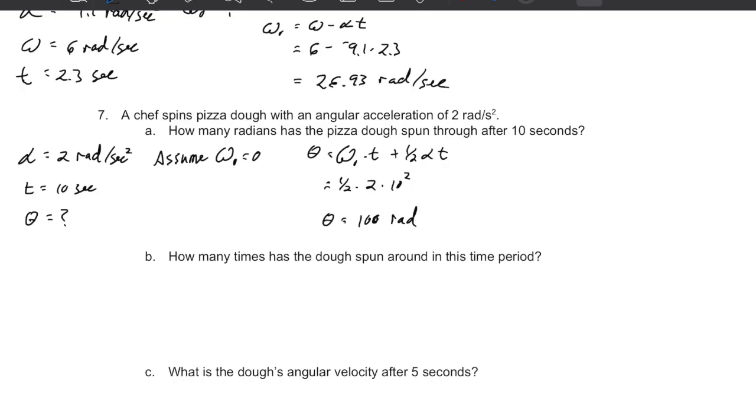How many times has the dough spun around in this time period? It's asking how many revolutions. Well, if we got 100 radians, and we know that 2 pi radians is 1 revolution, we just need to divide by 2 pi, and the radians will cancel out. 100 divided by 2 divided by pi, or 100 divided by parentheses 2 pi parentheses, will give us the solution of 15.92 revolutions. That's how many times it spun around during that time period.